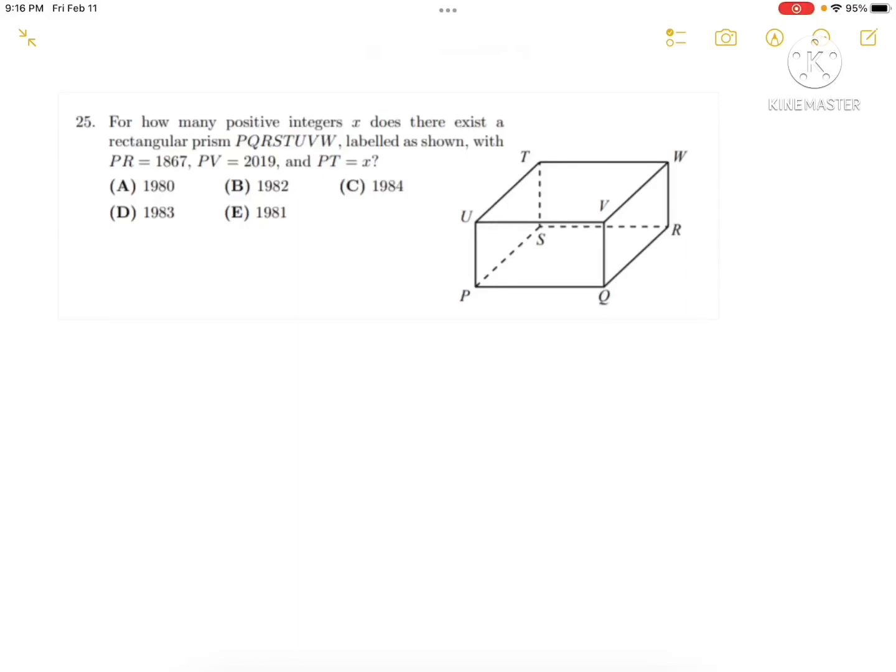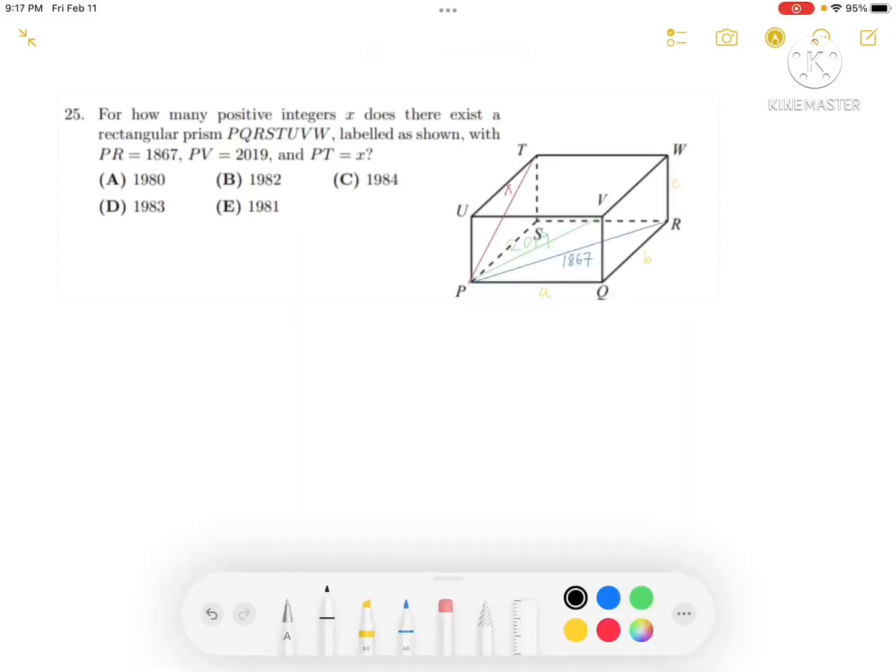Okay, so now we're finally on our last question. So I hope you've taken your time to attempt this question. Okay, now let's start doing it together. For how many positive integers x does there exist a rectangular prism PQRSTUVW, labeled as shown, with PR equaling 1,867, PQ equaling 2,019, and PT equaling x? So in my diagram, I have labeled PR, PV, and PT, and in addition, I have added the lengths and x, and I have also labeled my base, height, and width as A, B, and C.